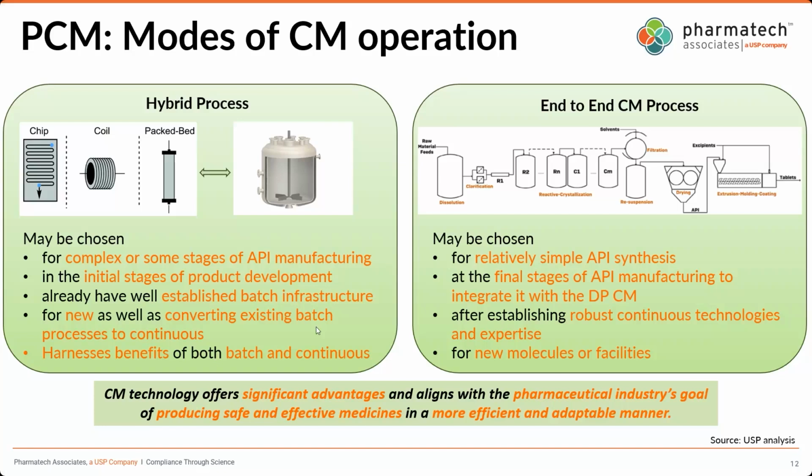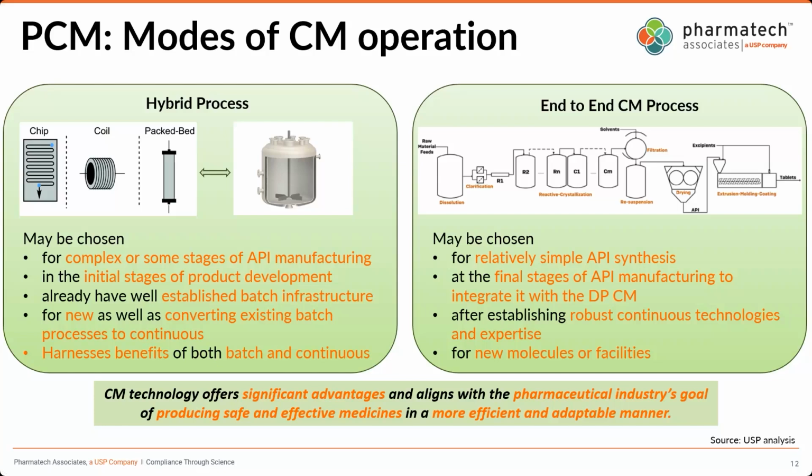Now here are some of the points that can be taken into account when one is developing a process in continuous. For example, the hybrid process makes more sense for manufacturers that already have well-established batch infrastructure. However, the end-to-end continuous manufacturing would make sense for manufacturers who want to set up new facilities or want to market a new molecule.